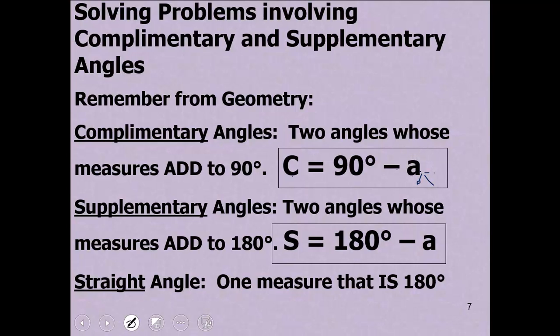Supplementary angles are two angles whose measures add up to 180 degrees. So, if you know an angle A, then the supplement has to be 180 degrees minus the angle. And just to keep things straight, a straight angle is one whose measure is 180 degrees.